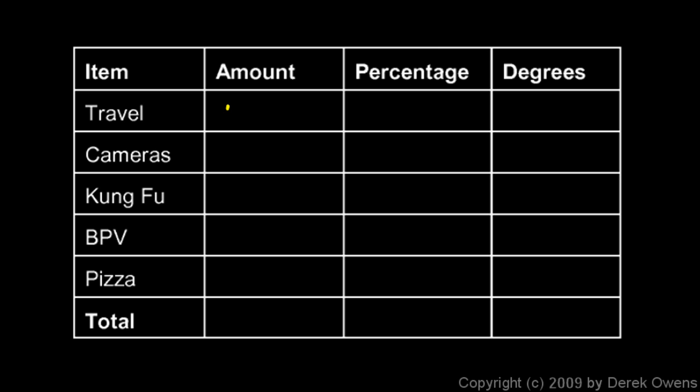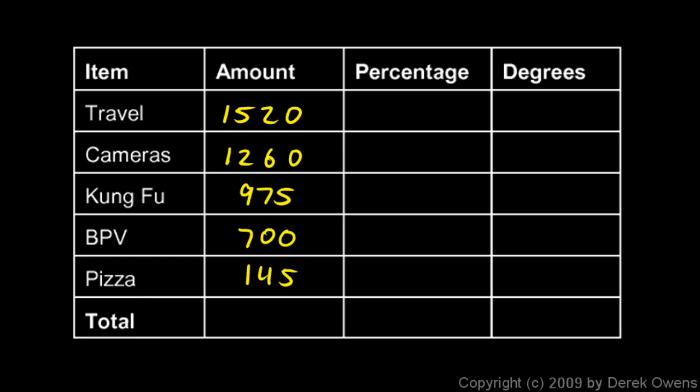On travel, he spent $1,520. On cameras, he spent $1,260. On kung fu lessons, he spent $975. And on the bulletproof vest, just abbreviated there, it's $700. And pizza, he spent $145. And then I add those up to get a total. So the total expenses, if you add those numbers up, comes out to $4,600.